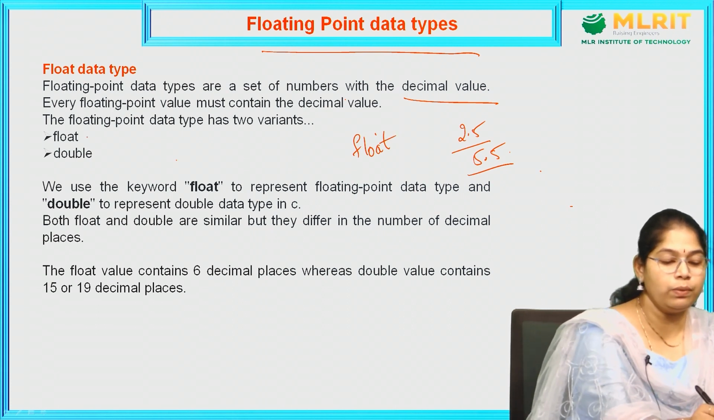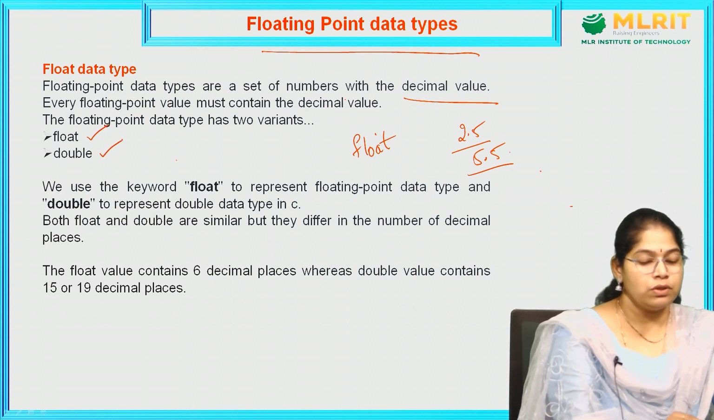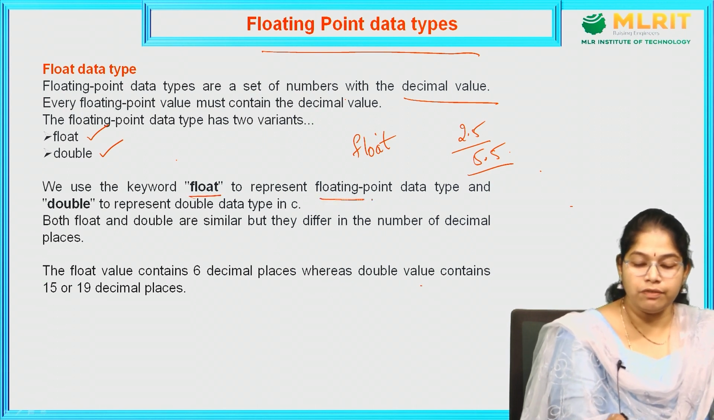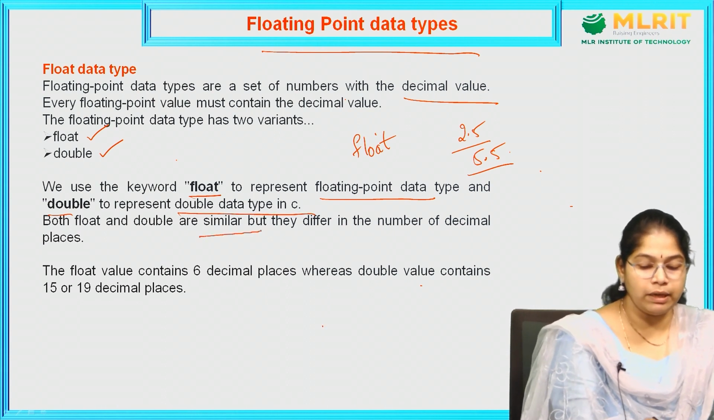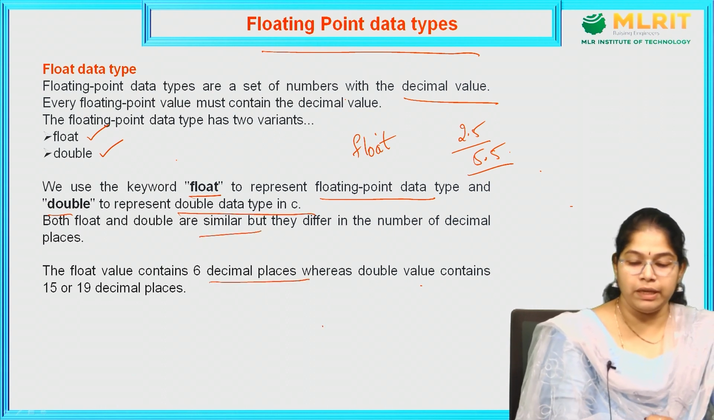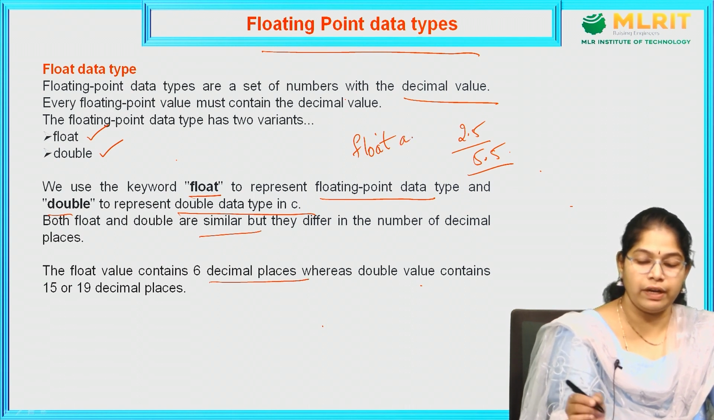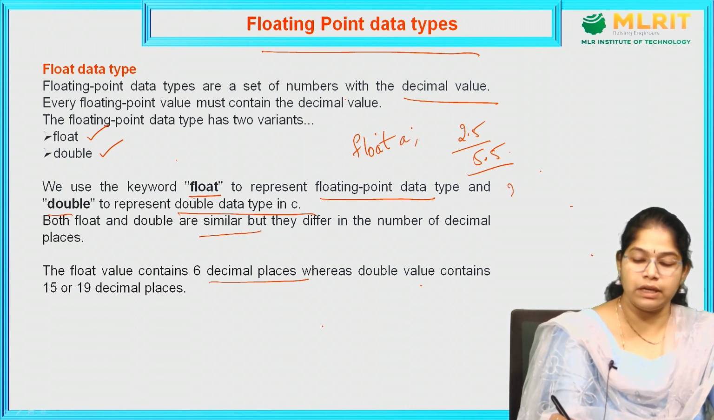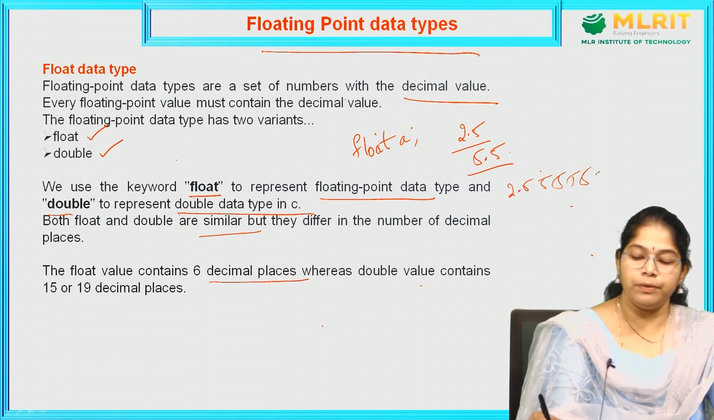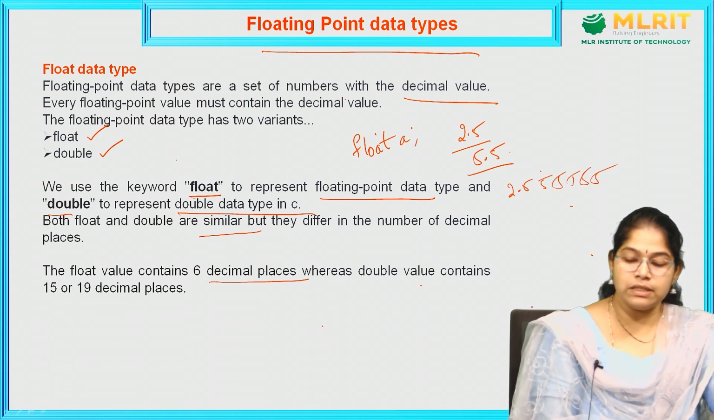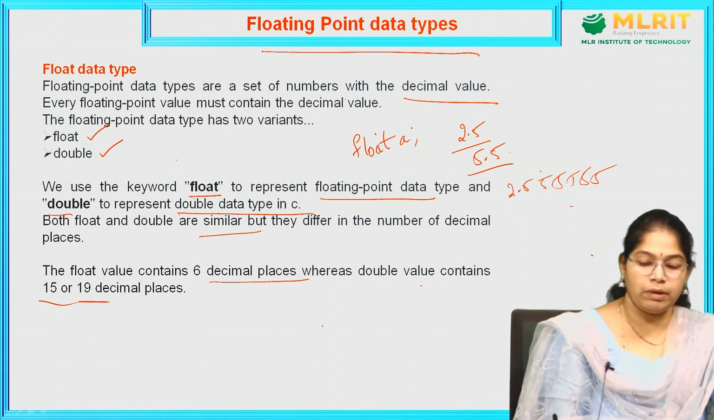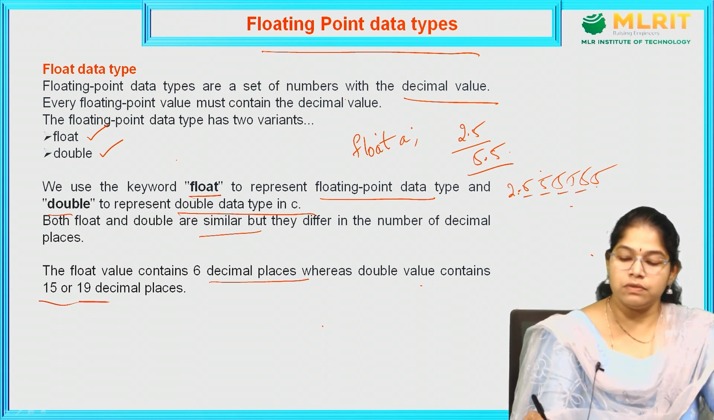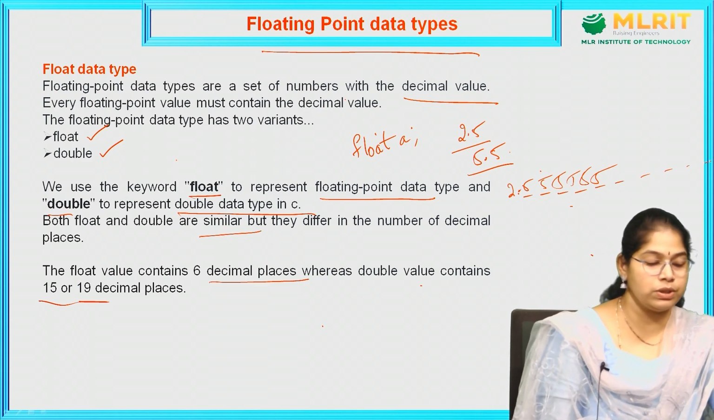Then it has two variants, float and double. The keyword float represents the floating point data type and double represents the double data type. Both are similar, but the difference is the decimal places. If we declare a variable as float, it can take decimal points like 2.555 up to 6 decimals. If I want more than that, then we'll go with the double type. If I want to store 15 to 16 decimal places, that means after the point I want 15 to 16 decimal places, then I'll use a double data type.